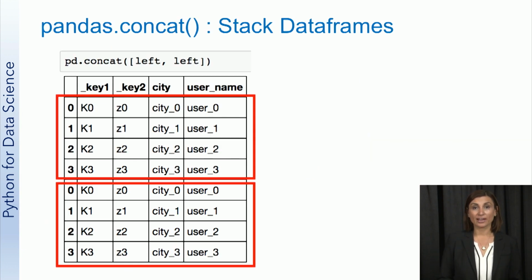The concat function in Pandas can be used to stack data frames and create a new data frame out of them. Here we see the data frame called left being concatenated with itself. The index for the resulting data frame will have the raw indexes from the original tables preserved.